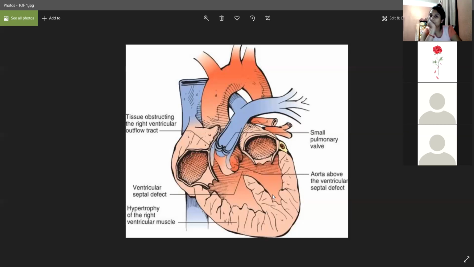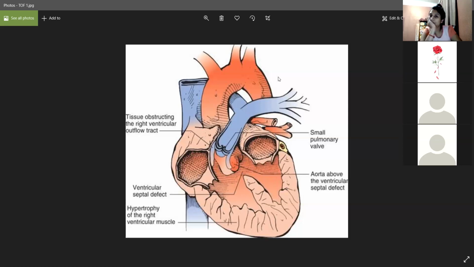So tetralogy of Fallot, in other words, one of the features from the classification, number one is cyanotic, number two, right to left shunt. What does that mean, right to left shunt? Where is blood moving? It's from right ventricle to left ventricle, because the right ventricular muscle is now thick, so it's pushing blood more to that. It's trying to push out blood more, so it's pushing into the pulmonary trunk and also into your left ventricle. So that is why the shunting is right to left.